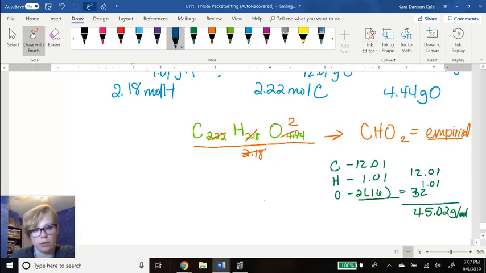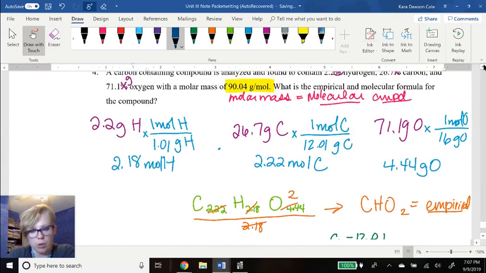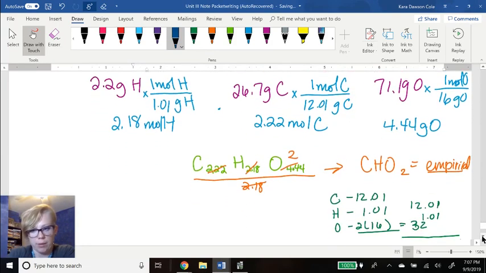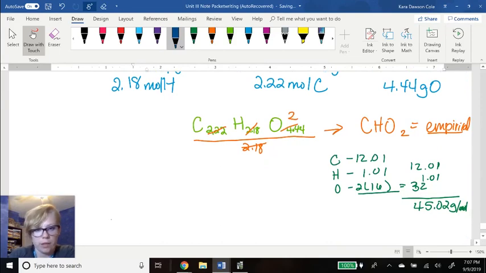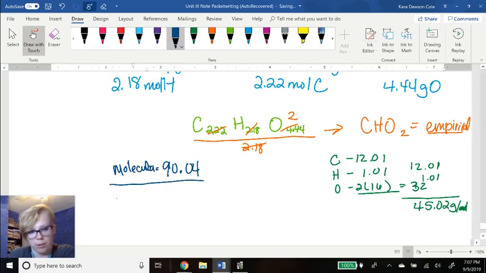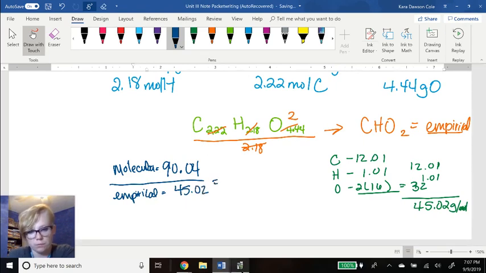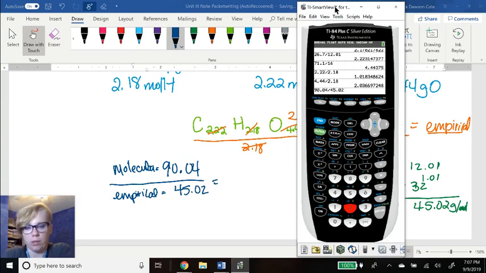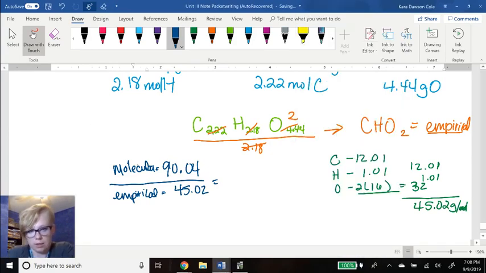Now I'm going to take my molecular mass that I highlighted up here, 90.04, and divide it by the molar mass that I calculated over here. So this is my molecular, and I'm going to divide that by my empirical, which is 45.02. That should give me a number. 90.04 divided by 45.02 gives me exactly 2, which is good because I want a whole number out of that.